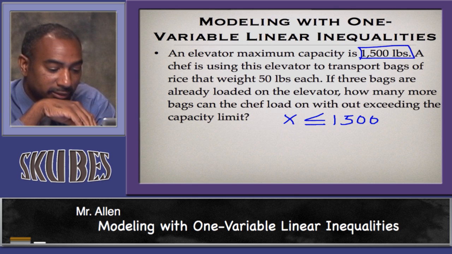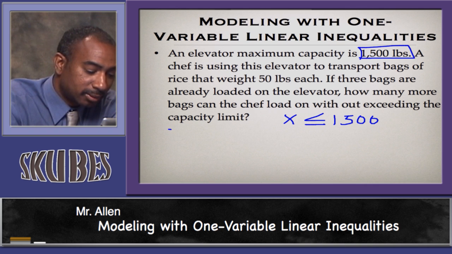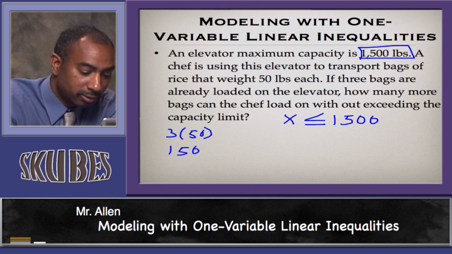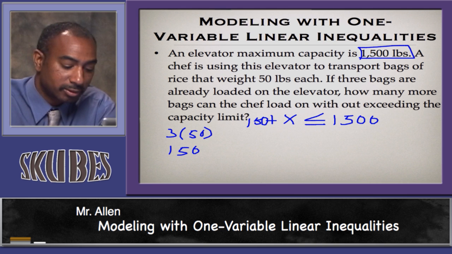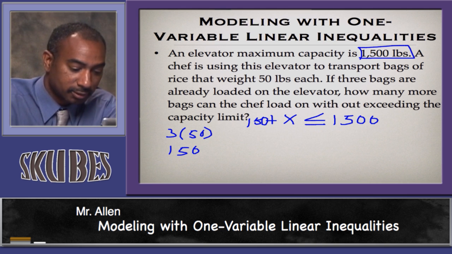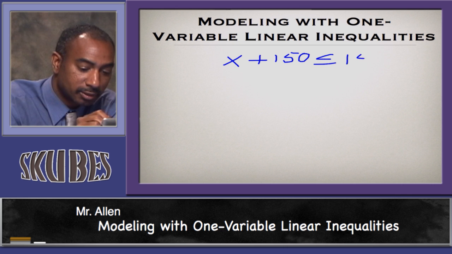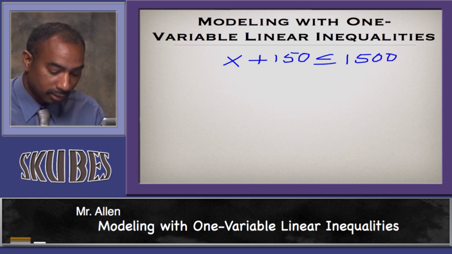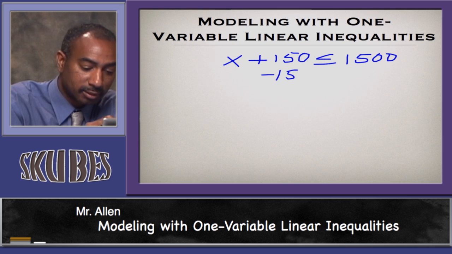Now it says he already has 3 bags of rice that weighs 50 pounds each. So we know that 3 times 50 is 150. So you're going to add, because you already have 150 pounds already on there. So 150 plus x is less than or equal to 1,500. That's what you're going to solve. So let's solve that. So you wind up with this inequality. It's less than or equal to 1,500. And what you're going to do is you're going to solve that. So you can subtract 150 to both sides.